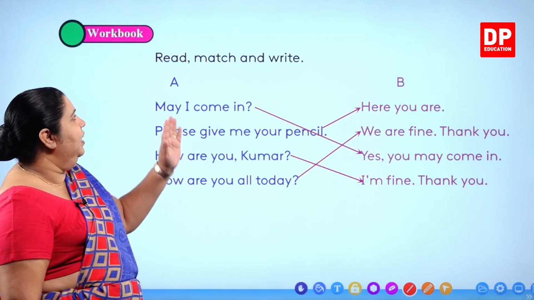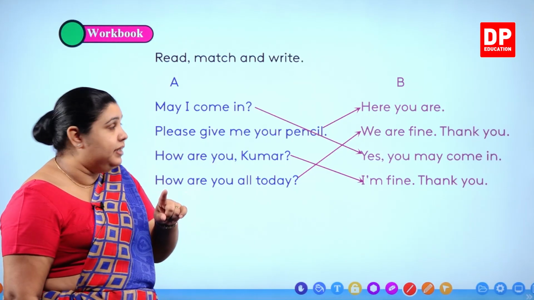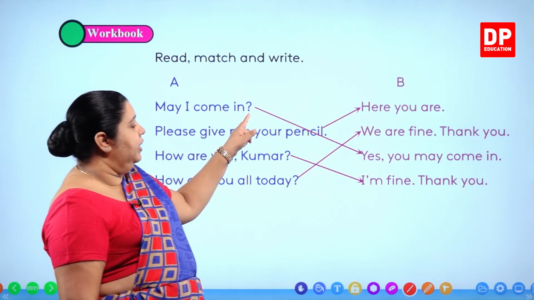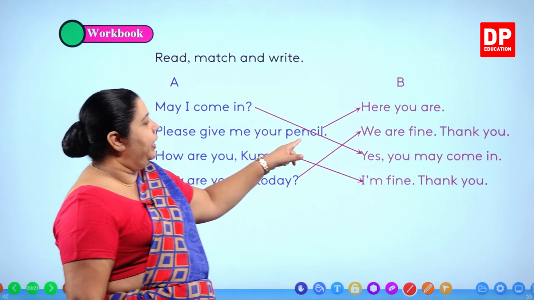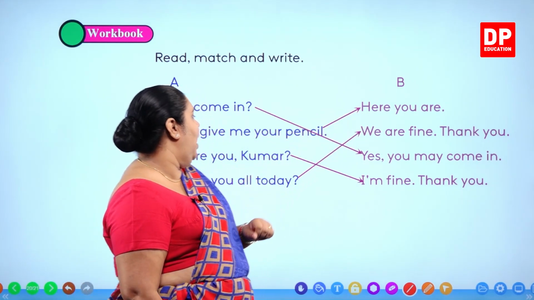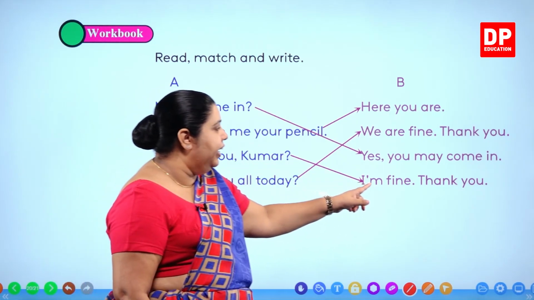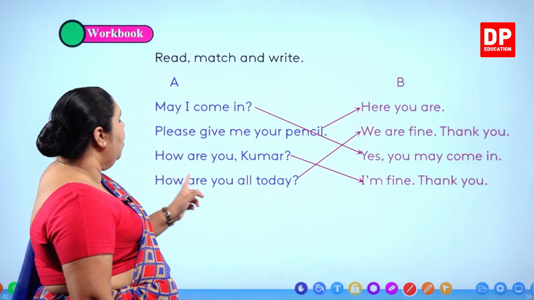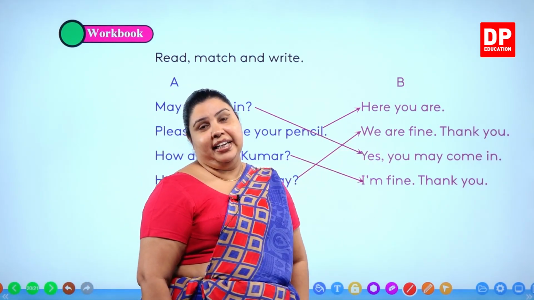Okay, now we have read, match and write. So we have now read the sentences and we have matched both sides. Let's read them once again. May I come in? Yes, you may come in. Please give me your pencil. Here you are. How are you, Kumar? I'm fine, thank you. How are you all today? We are fine, thank you.